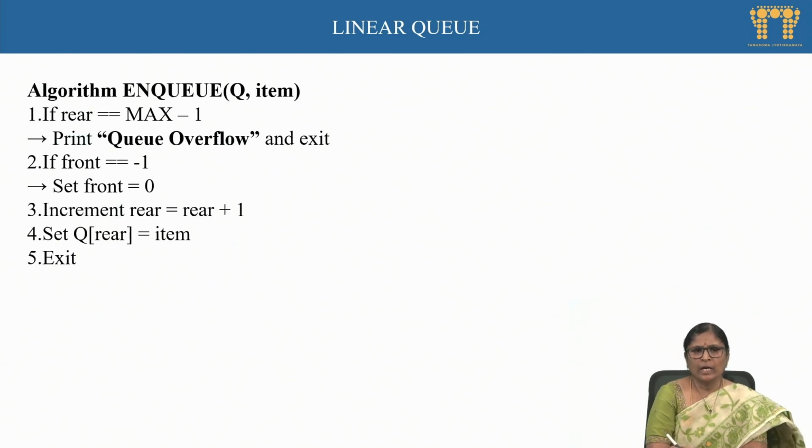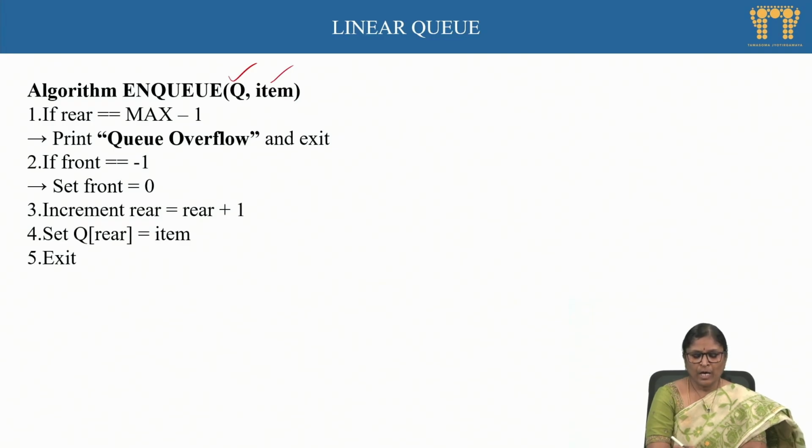Now this is an algorithm to perform an enqueue operation. Q is the name of the array, because you are assuming the array as a queue. Item is the element I want to insert into the linear queue.